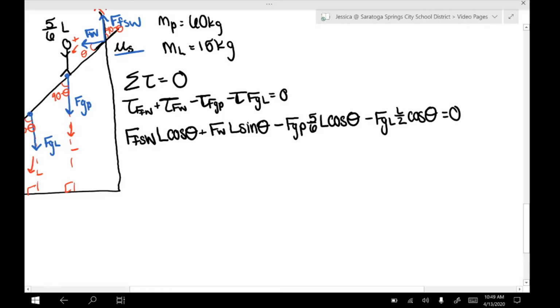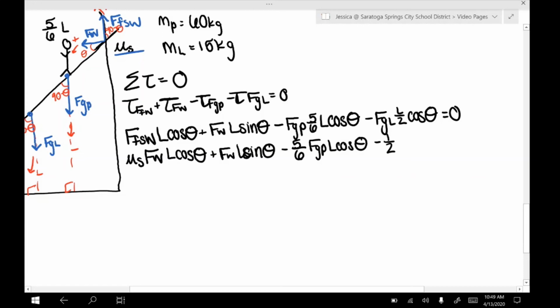Okay. This friction force would really be static coefficient of friction times the force on the wall, okay, because that's the Fn at that location. L cosine theta plus FWL sine theta minus, pulling the coefficients out front, FGPL cosine theta minus 1/2 FG ladder L cosine theta. So that's the net torque equation.